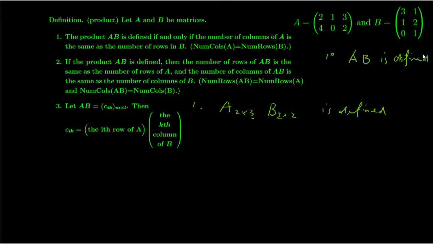One additional question. Anybody want to tell me, is BA defined? The size of matrix B is 3 by 2, right? And the size of A is 2 by 3. Is BA defined? Yes, sir. You check the two middle numbers. 2 is equal to 2, right? The two middle numbers are the same. That's the condition when the multiplication is defined.